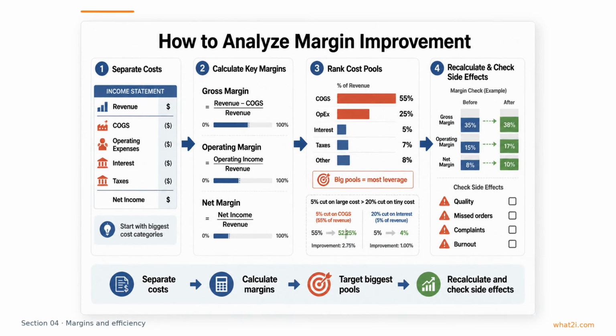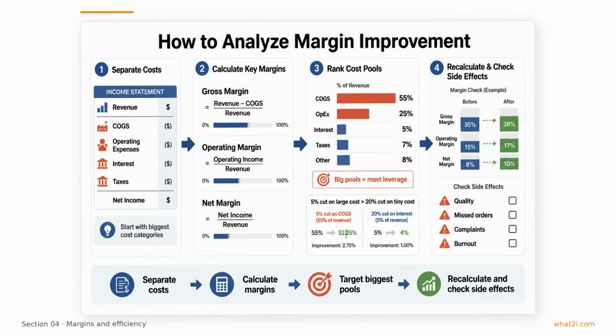A practical margin review starts by separating the major cost layers on the income statement. Break out COGS, operating expenses, interest, and taxes, then calculate gross, operating, and net margins from the current numbers. After that, identify the largest cost pools because those usually offer the greatest leverage. A small percentage improvement in a big cost category often matters more than a large improvement in a tiny one.